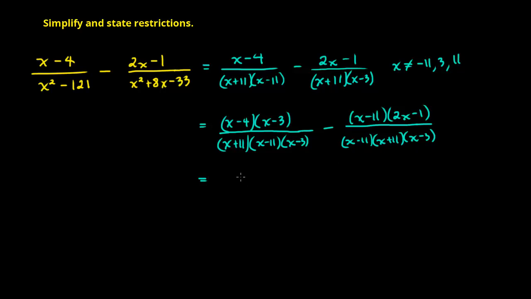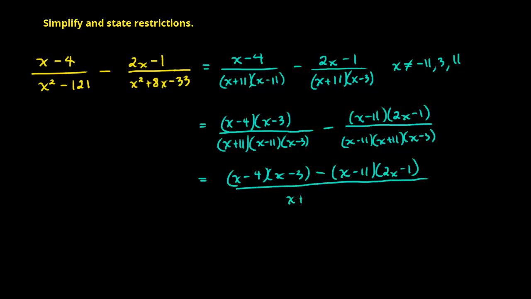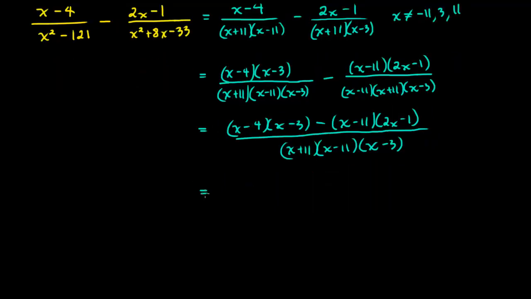So let's go ahead and simplify this. I've got (x - 4)(x - 3) minus, bracket, (x - 11)(2x - 1), all over (x + 11)(x - 11)(x - 3). Now I can go ahead and simplify the numerator and subtract.